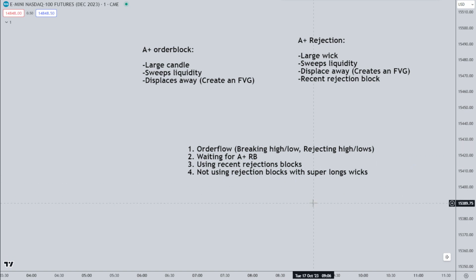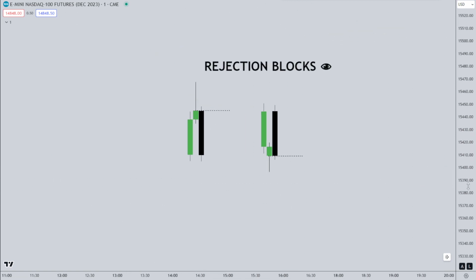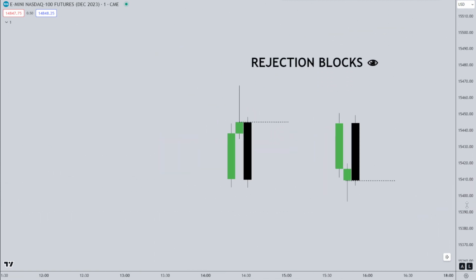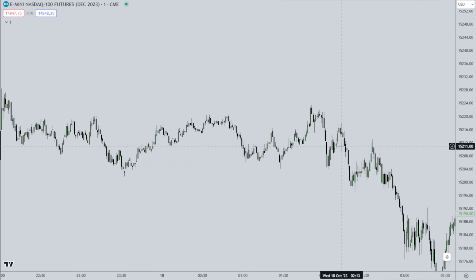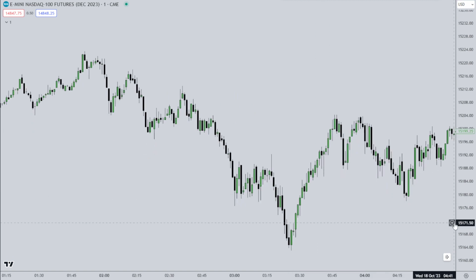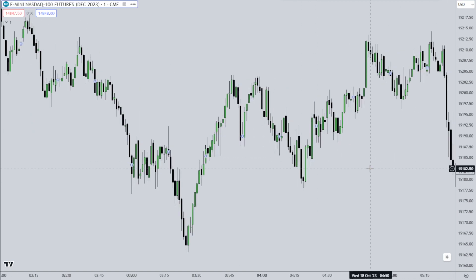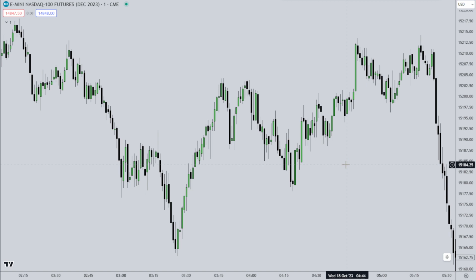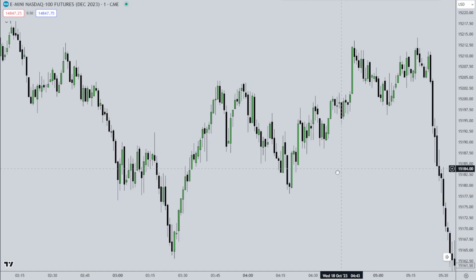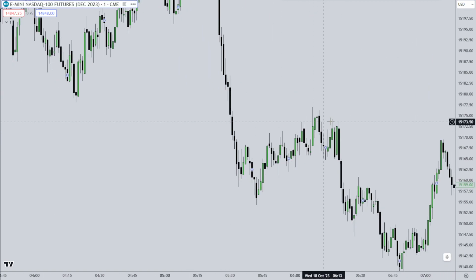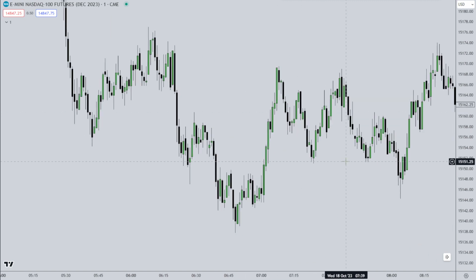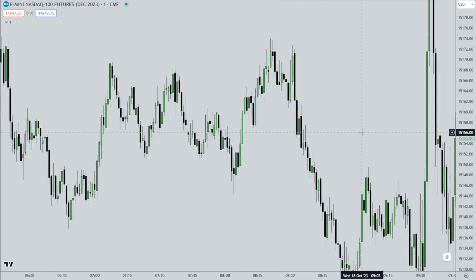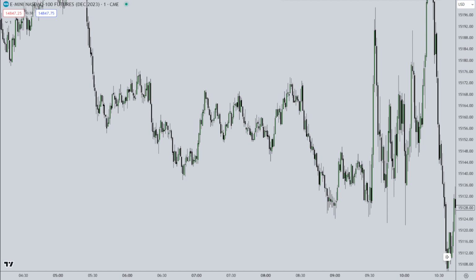And that's basically it. Hopefully more people start using rejection blocks, because everyone thinks they're bad or something, but they're literally one of the best PDAs in my opinion, because they have a logic behind them, and they give you the best R, unlike the, I don't know, Medusa or Reaper. They aren't as logical as a rejection block. And that's basically it.